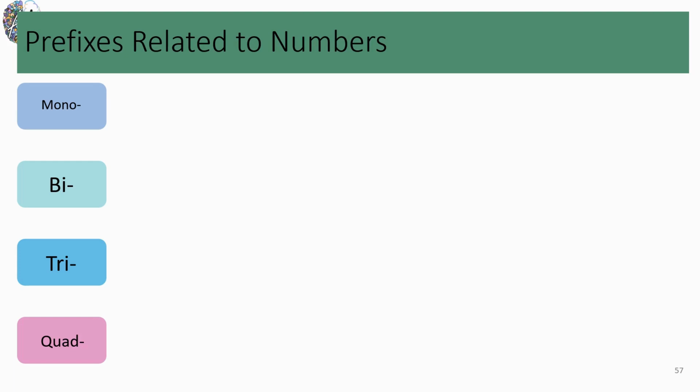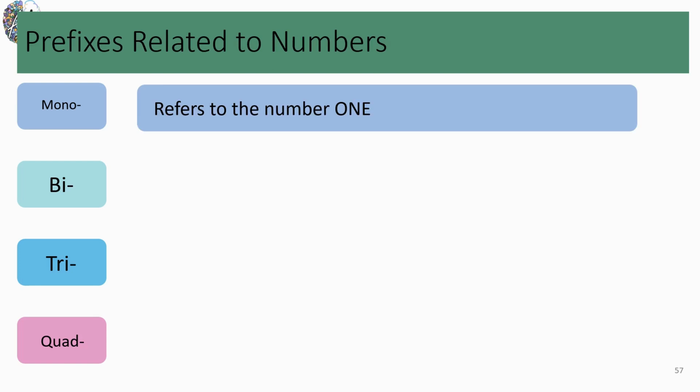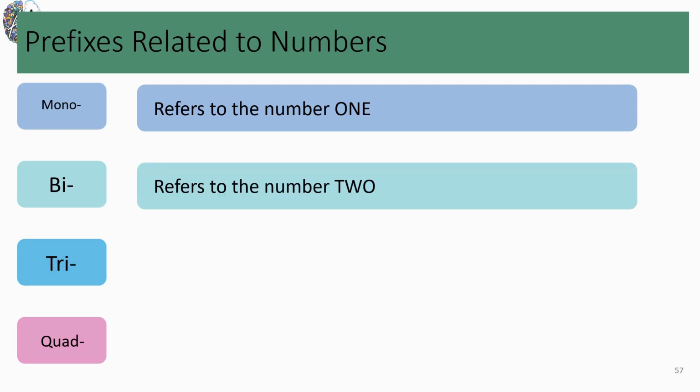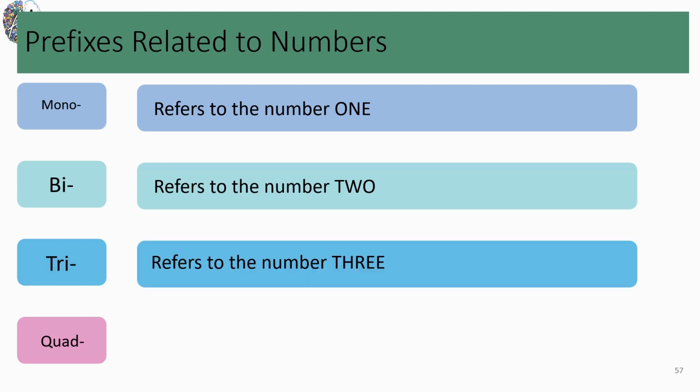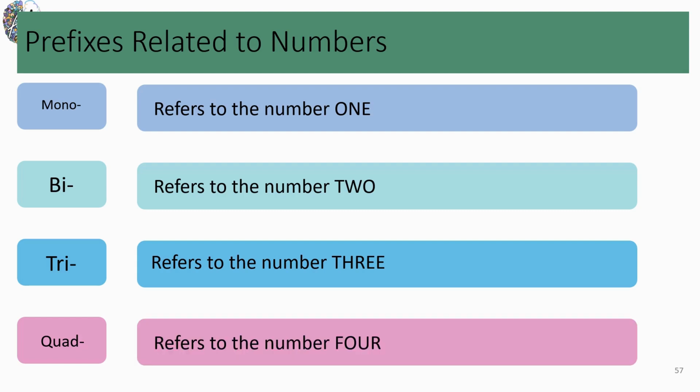Let's take a look at a couple of number-related prefixes. So some of these you are going to see the abbreviations for in just a moment, but you need to know the prefixes that they come from. So let's look at 1 through 4. So mono, M-O-N-O, is the prefix that refers to the number 1. Bi is the prefix that refers to the number 2. Tri is the prefix that refers to the number 3. And quad is the prefix that refers to the number 4. You're going to see a lot of this when it comes to medication abbreviations, so you should really know where they derive from.